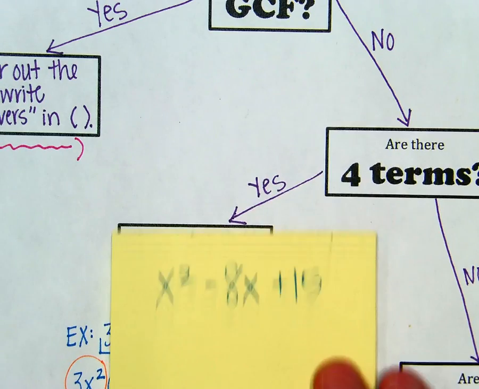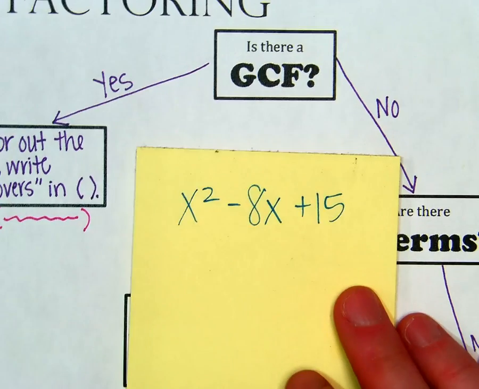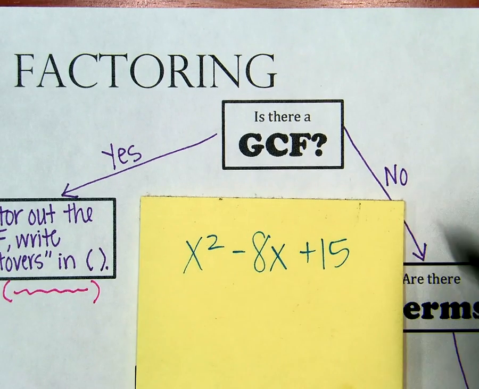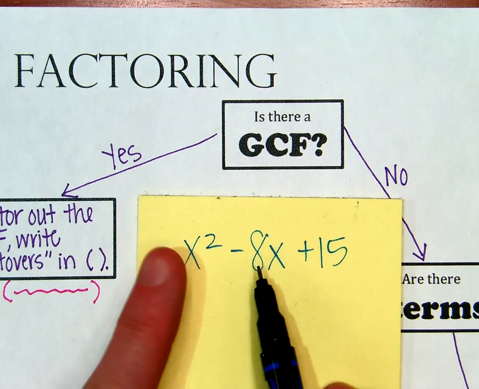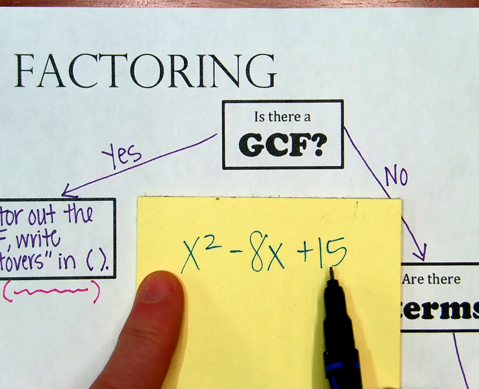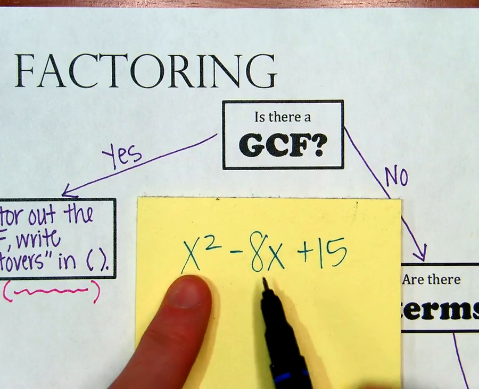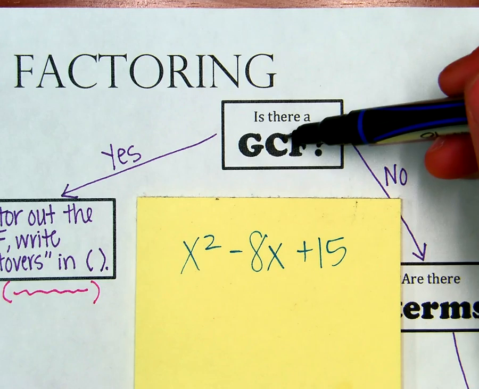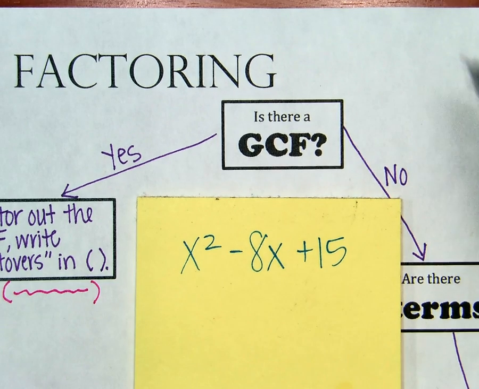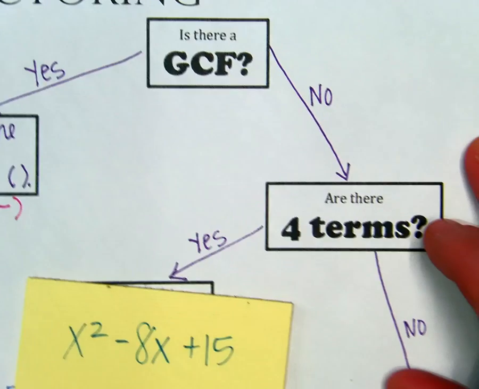So if this was an example on your homework, we would start at the top of our flowchart and say, okay, is there a GCF? Nothing goes into 1, negative 8, and 15. And letter-wise, 15 doesn't have any letters, so they do not have any in common. Remember, this stands for greatest common factor. They do not have a greatest common factor, so we go down the no arrow here.